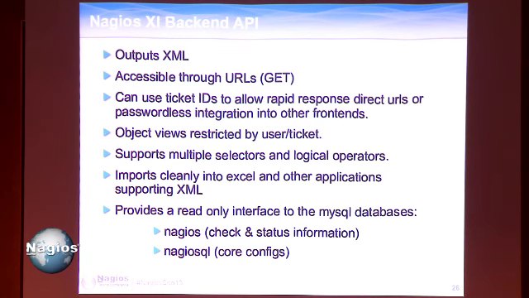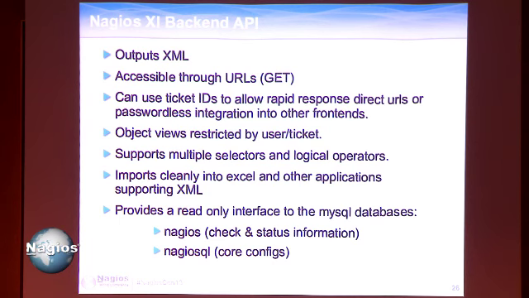The Nagios XML backend outputs XML, as I've mentioned a couple of times. Again, it's accessible through GETs. It does integrate with the ticket ID system that we'll cover later on, which will allow the object views to be restricted based on the user and password, or user and ticket ID, that you pass with the GET. Multiple selectors, logical operators.